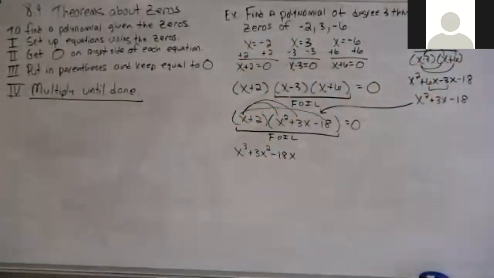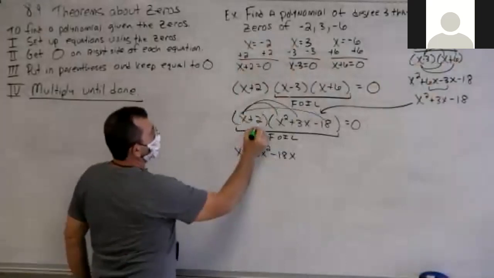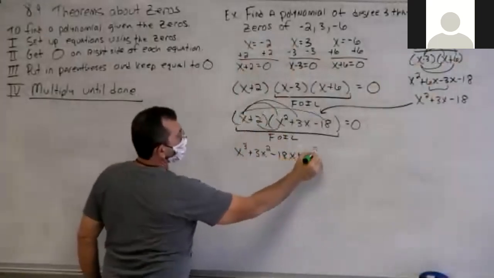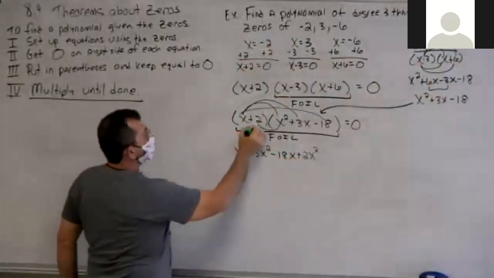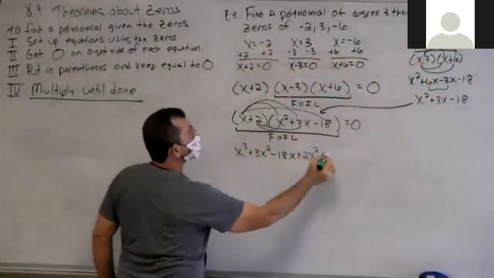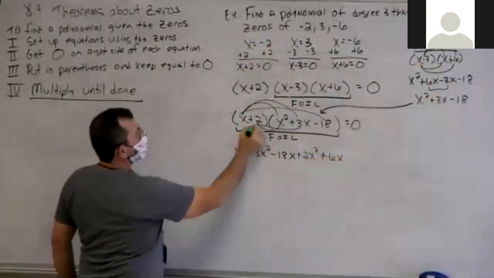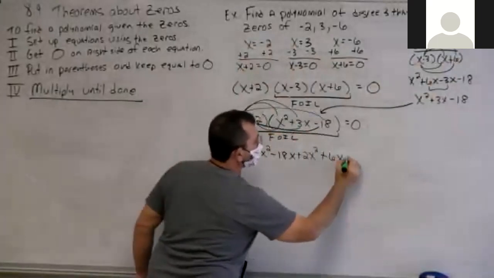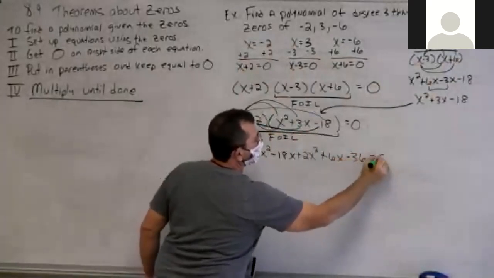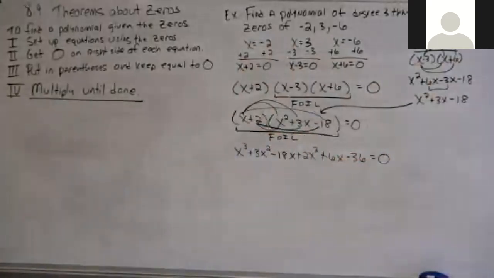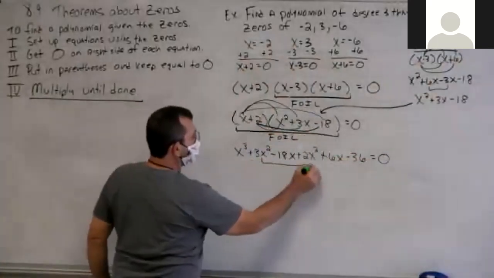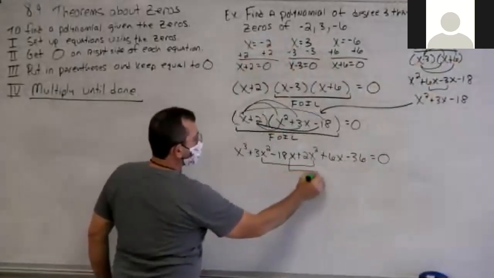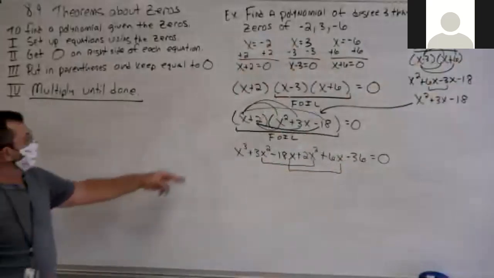Now I'm going to distribute my positive 2. 2 times x squared is a 2x squared. 2 times 3x is 6x. And then 2 times -18 is a -36, all equal to 0. So at this point, the only thing we can do is add like terms and be done. So my like terms are going to be these x squared terms right there, and then my x terms right there. So bring down that x to the 3rd.